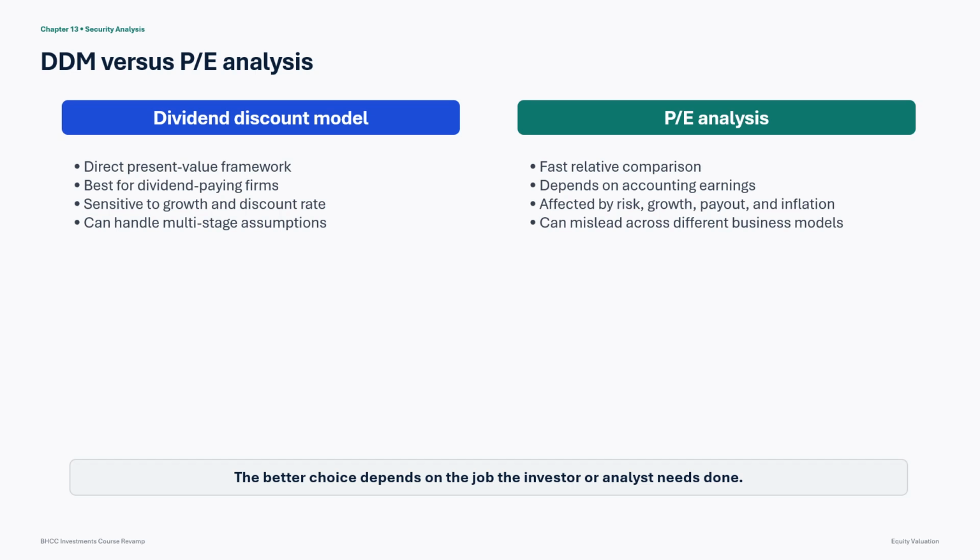The best method depends on the job. Use dividend models when payouts are representative. Use free cash flow when reinvestment and payout policy matter. Use multiples as comparisons and cross-checks. When possible, use more than one method and study why they disagree. The portfolio does not care which method won the classroom debate. It cares whether the assumptions were economically coherent.